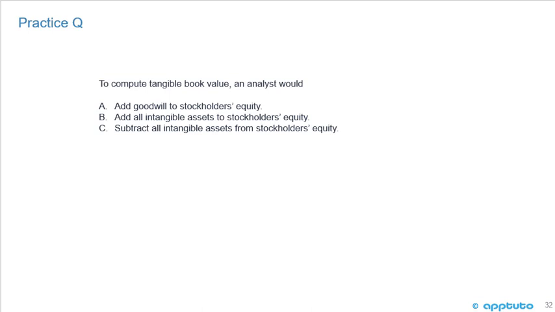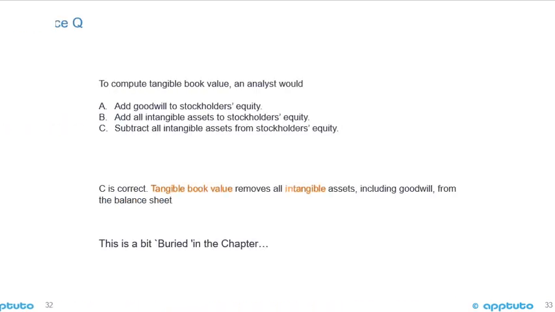To compute tangible book value, an analyst would: A, add goodwill to stockholders' equity; B, add all intangible assets to stockholders' equity; or C, subtract all intangible assets from stockholders' equity. So C is correct. Tangible book value removes all intangible assets, including goodwill, from the balance sheet.